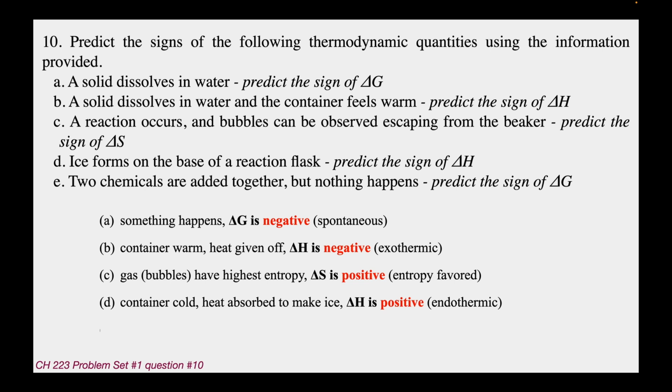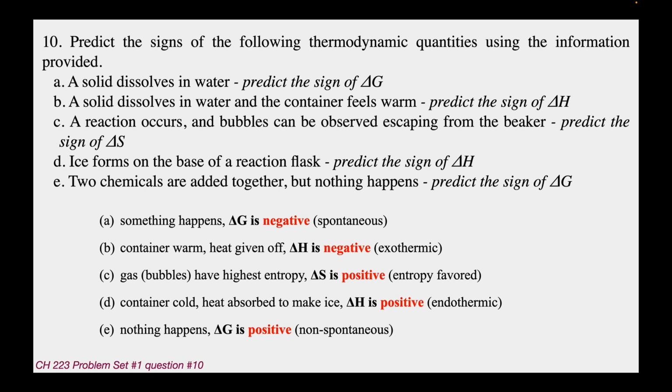And then finally, two chemicals are added together, but nothing happens. What's the sign of delta G? Hey, if nothing happens, that means delta G is going to be positive. Delta G is negative if something happens. Delta G is positive if nothing happens. So in this case, we would say this is a non-spontaneous reaction. That's another way of saying delta G is positive.